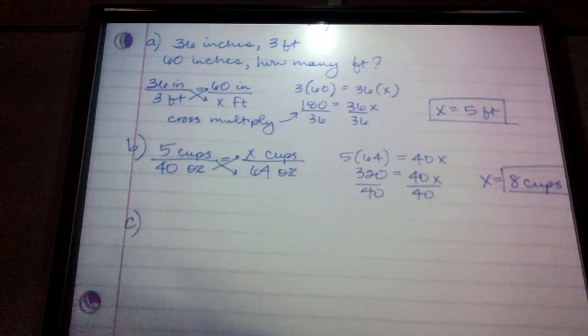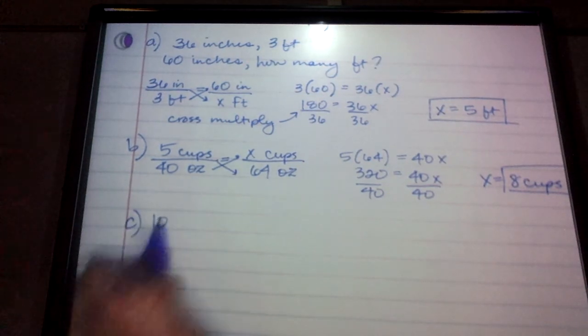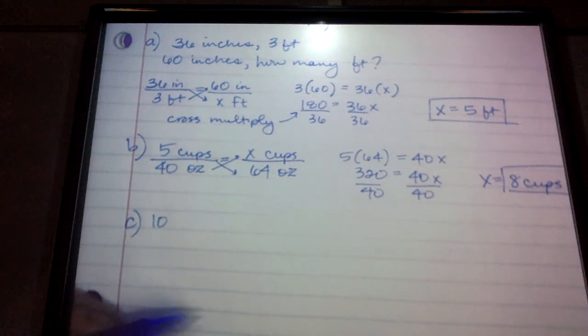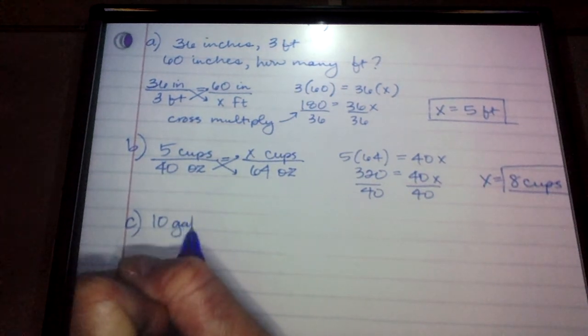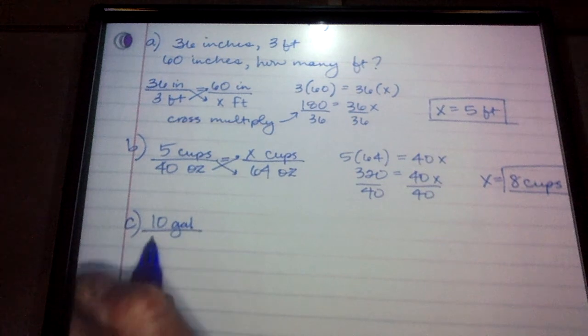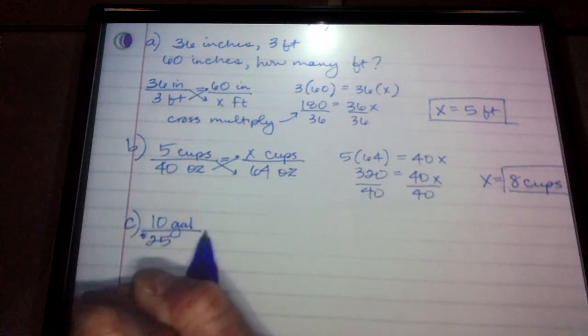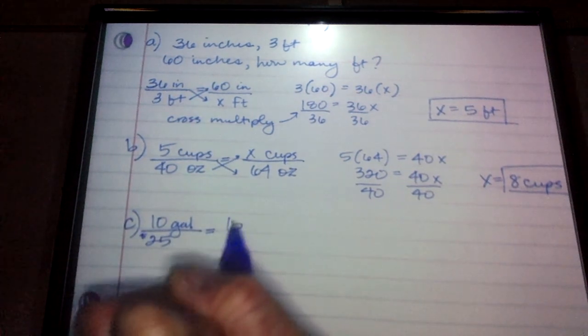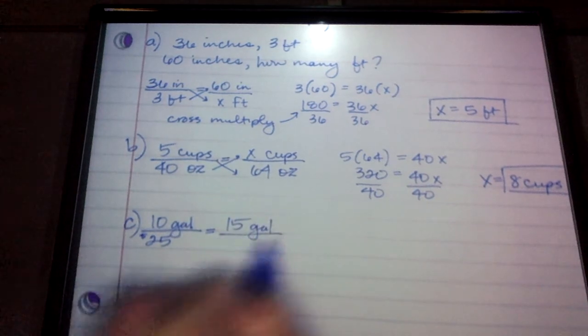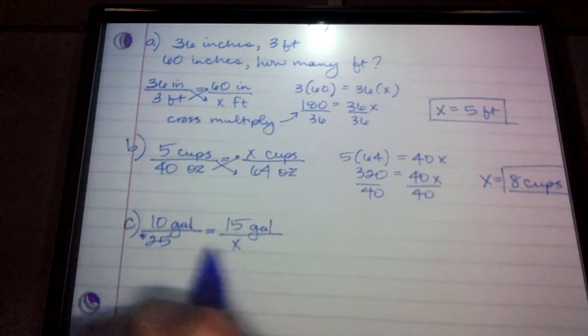Part C, the cost of gas varies directly with the number of gallons. Some of you are starting to drive, right? The more gas you put in your car, that's the more gallons, and the more gallons you put in your car, the more expensive it is. So it tells me that 10 gallons costs $25, and it asks, what do 15 gallons cost? So x dollars, right?